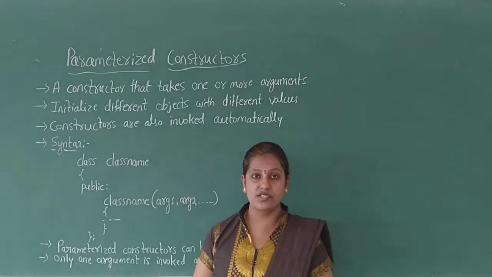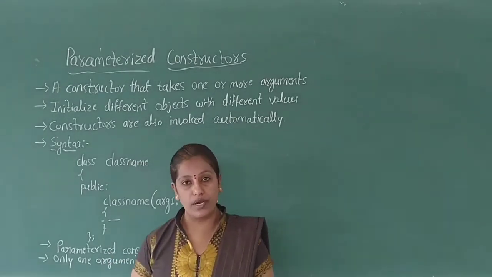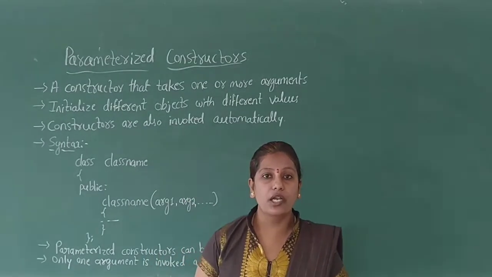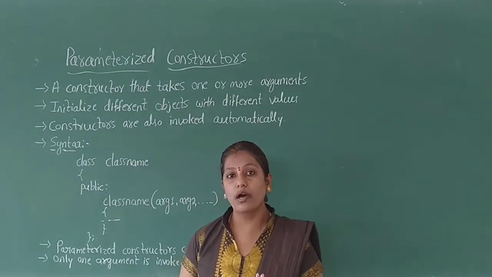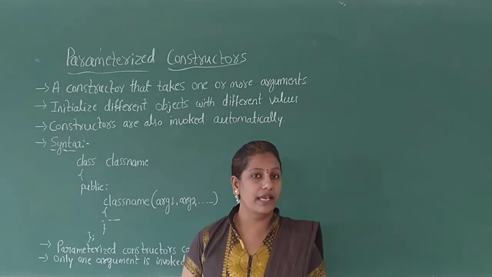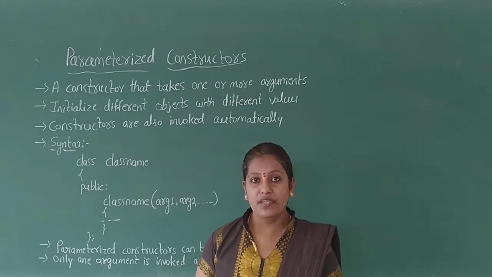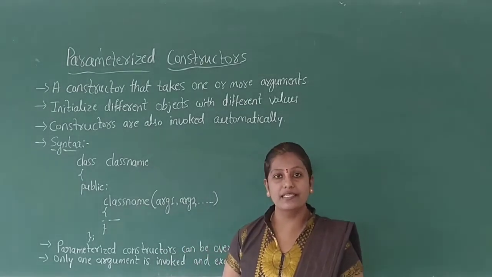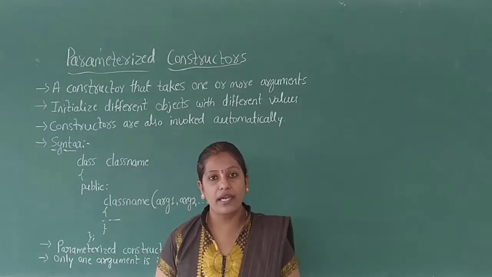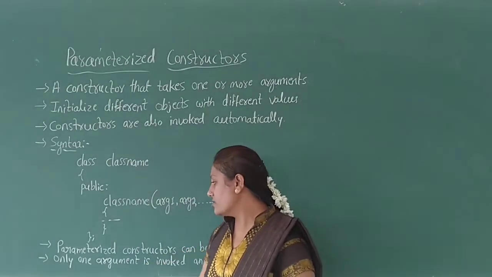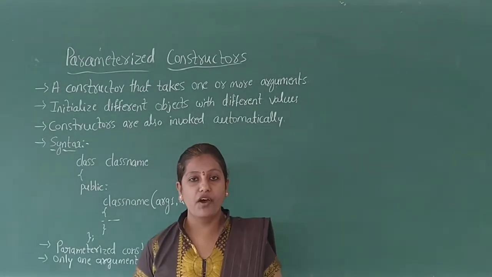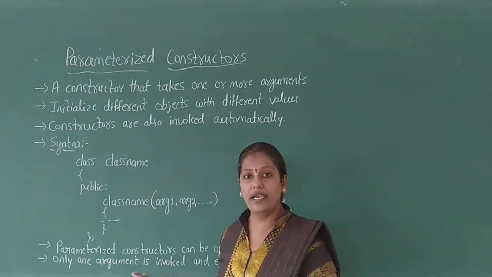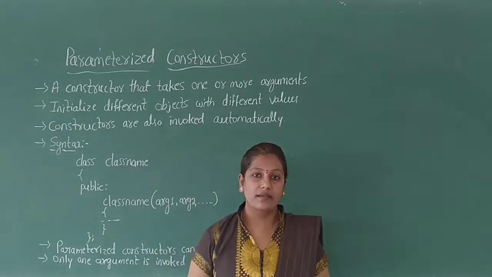Some features of parameterized constructors are: parameterized constructors can be overloaded. Overloaded means having the same constructor name with different argument lists. You know what function overloading is: one function name with different values. The same applies here, when you invoke an overloaded parameterized constructor, it has the same constructor name with different argument values. Next, only one constructor matching the arguments is invoked and executed. For an object created with one argument, only that constructor is invoked and executed at a time.